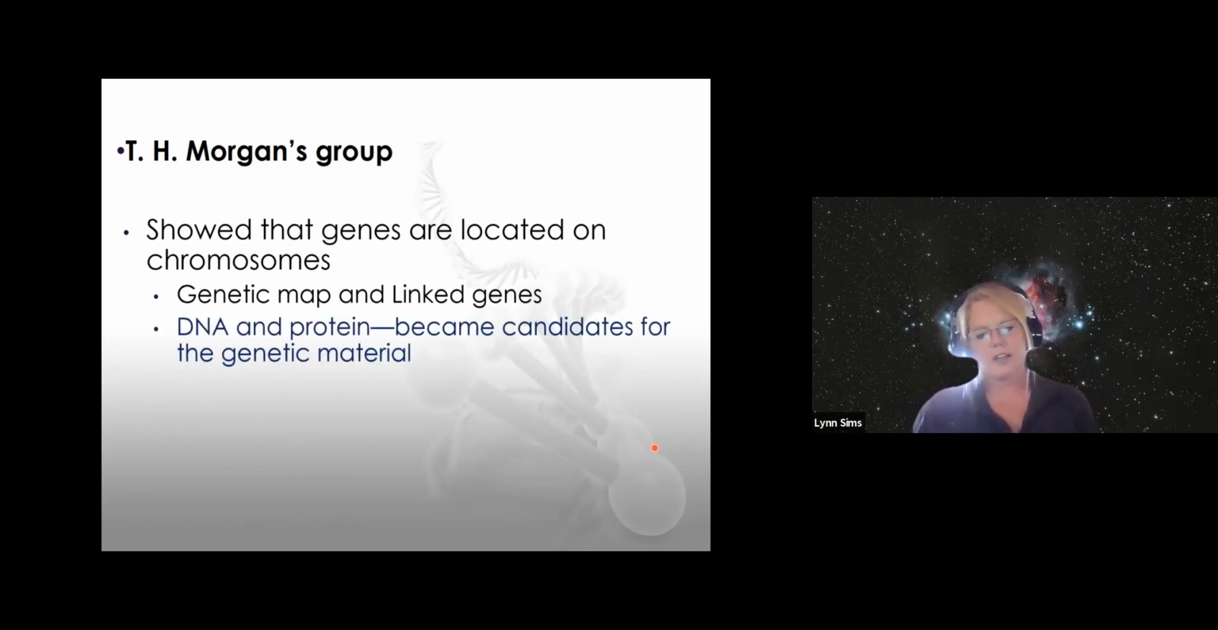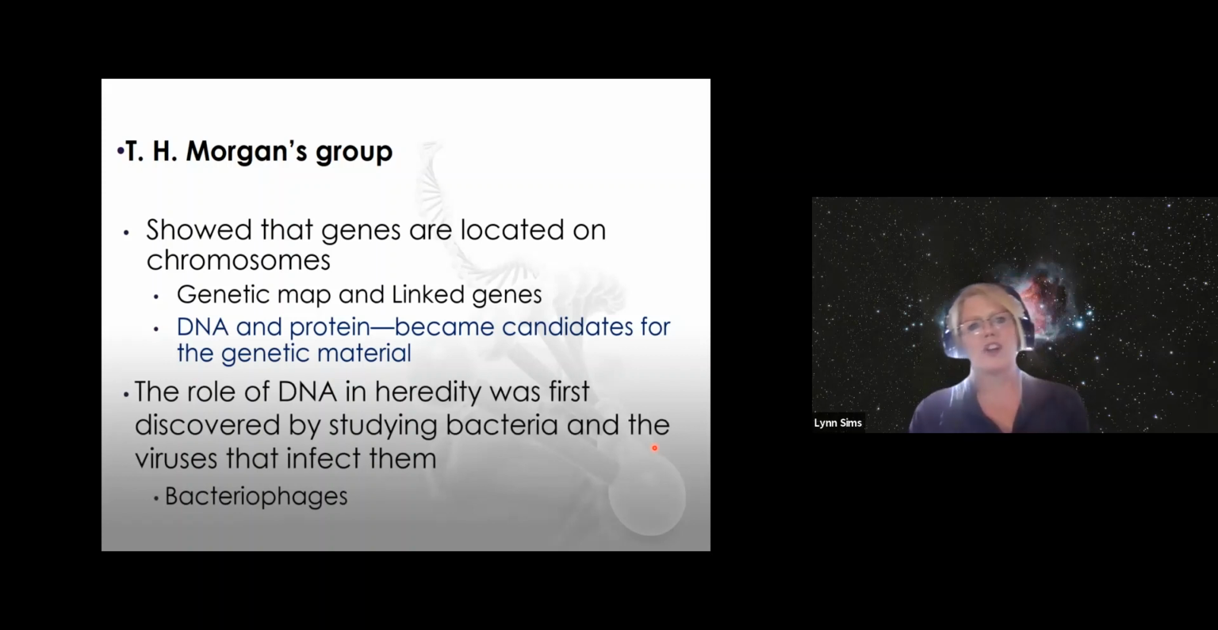Now, the candidates for the molecule of inheritance started out as DNA or protein. Nobody knew what it was. It could have been the DNA, it could have been the protein. So other scientists set out to determine which one it was. The role of DNA was discovered by studying bacteria and how bacteria can change and be transformed into something else. It was studied using bacteriophages, which are viruses that infect bacteria.